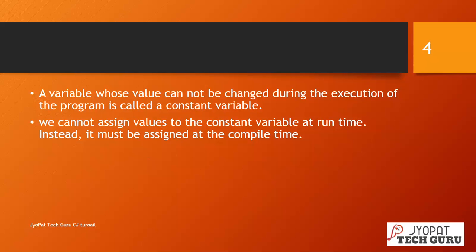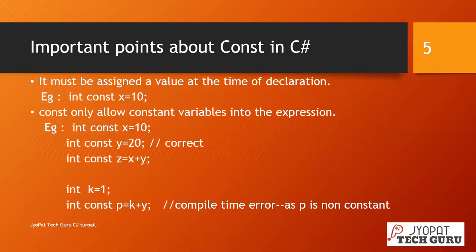A variable whose value cannot be changed during the execution of the program is called a constant variable. We cannot assign values to the constant variable at runtime. Instead, it must be assigned at the compile time. Some important points about constant in C Sharp: it must be assigned a value at the time of declaration. Whenever you are declaring the variable within the program, at that time it needs to be initialized, just like int const x = 10.